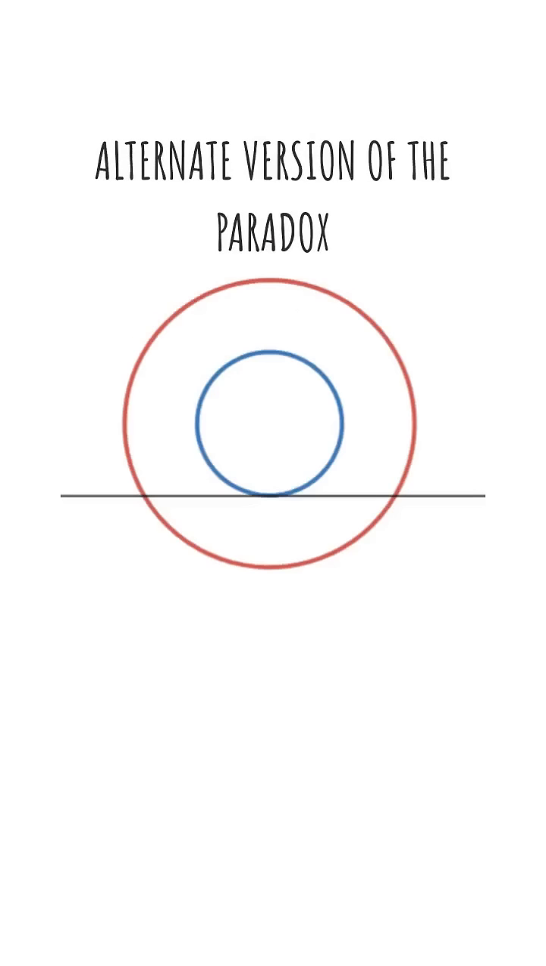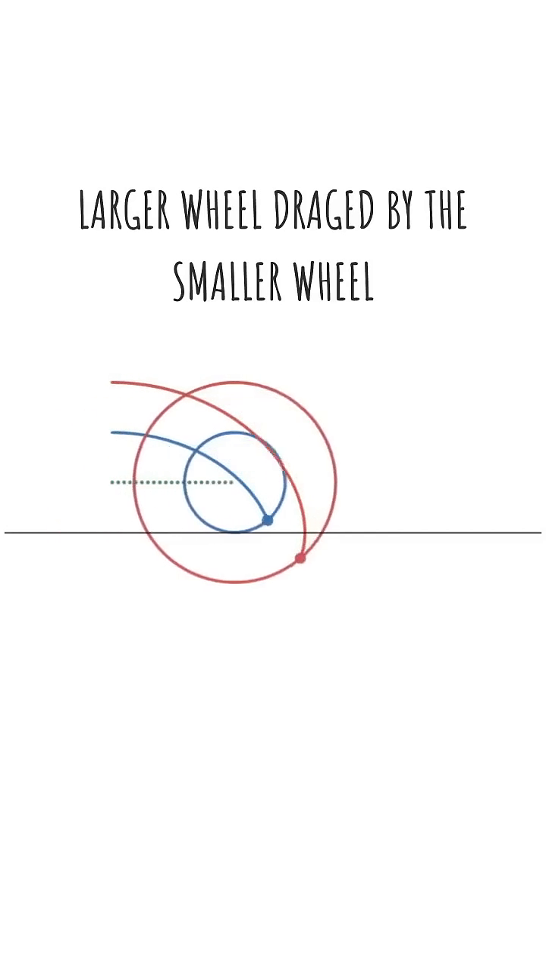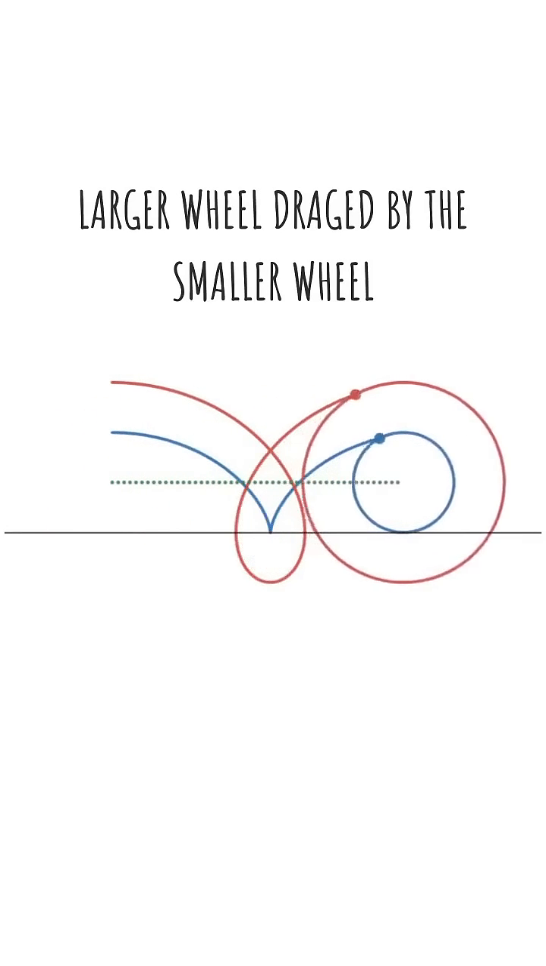An alternate version of the paradox is when the smaller wheel is in contact with the horizontal surface like a train wheel. In this case the larger wheel is dragged along by the smaller wheel. Isn't that interesting?